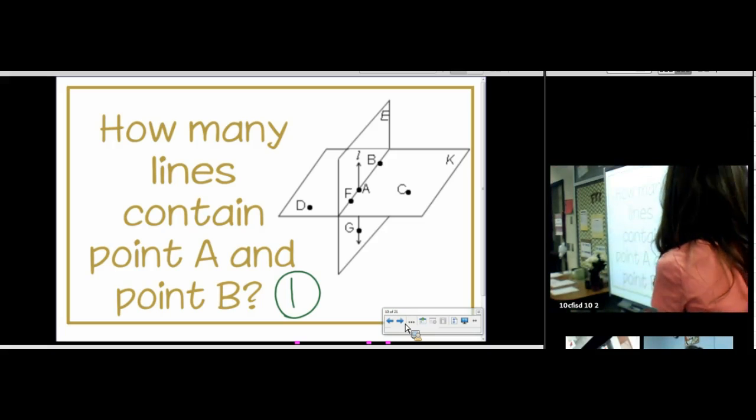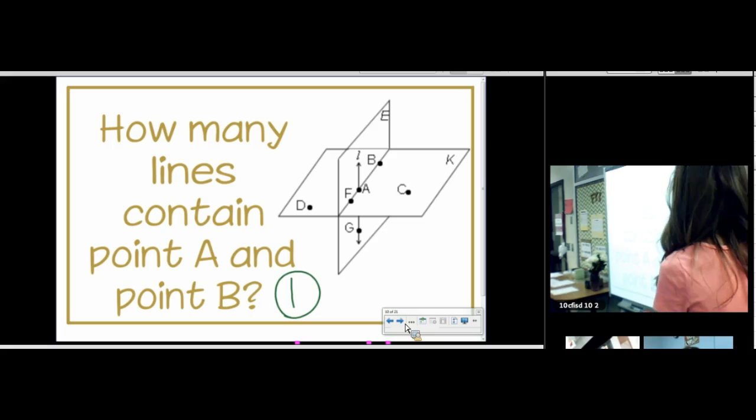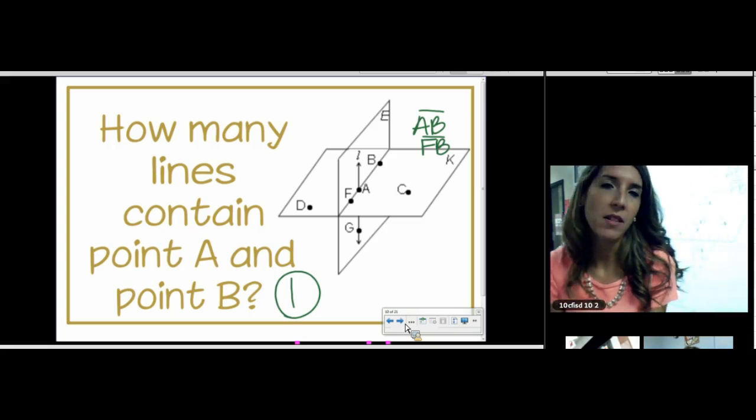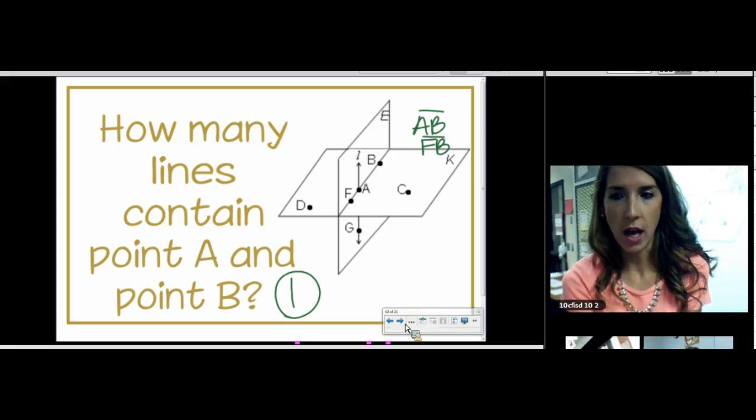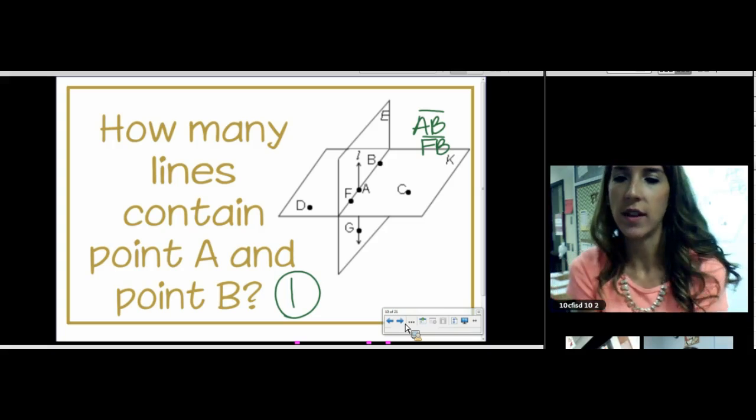I could name it AB. I could name it football, FB. I could name it BF. You get the idea. So you can name a line picking any 2 points from the line. Or the cursive letter, but there's no cursive letter for that one.